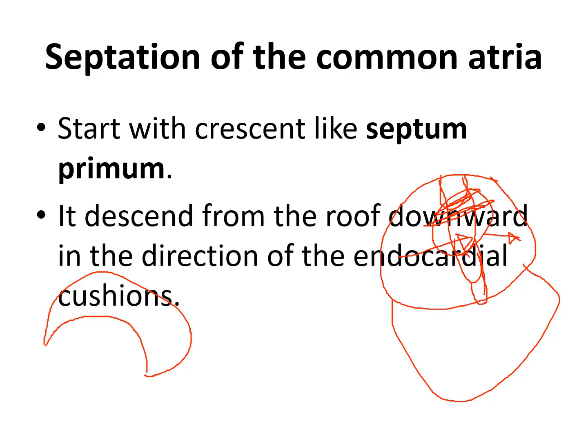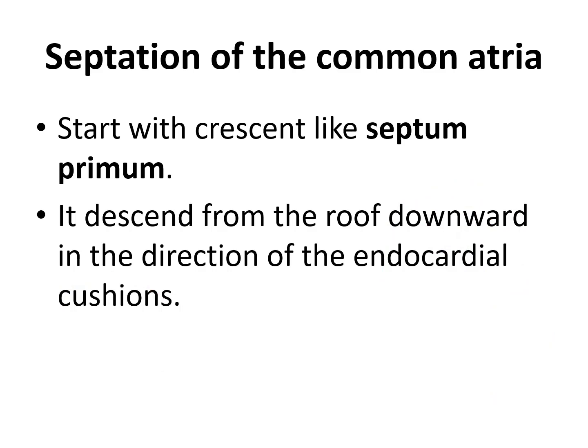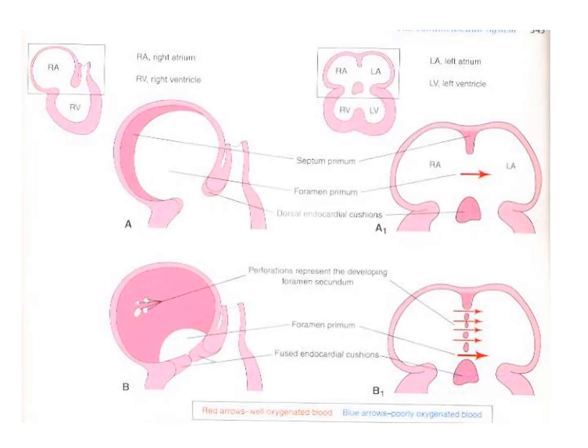So let us see what we have mentioned. Let me remove these paintings. It descends from the roof downward in the direction of the endocardial cushions. You can see this is the septum primum, but all this white part is the foramen primum. This is the endocardial cushion. This is the direction of the ventricle. You can imagine the view here.